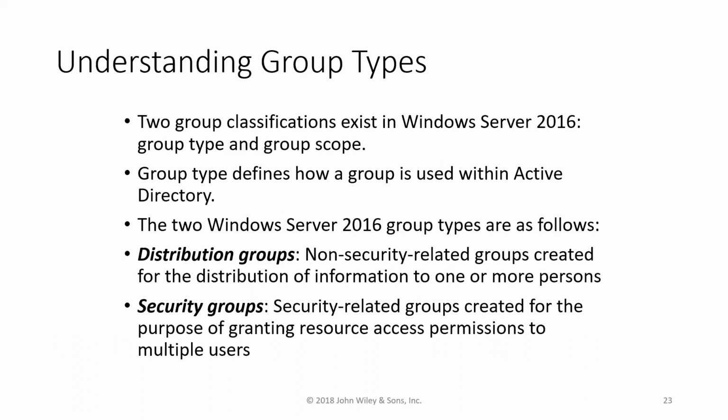So two group classifications exist. We have what we call the distribution group, and then we have the security group. When we say distribution group, this is a group that is non-security related. It's mostly used for distributing information. For example, if I need to send an email to 100 people at a time, I can create a group and then send to them. You cannot assign permissions or rights to a distribution group. You can only use it for information distribution.